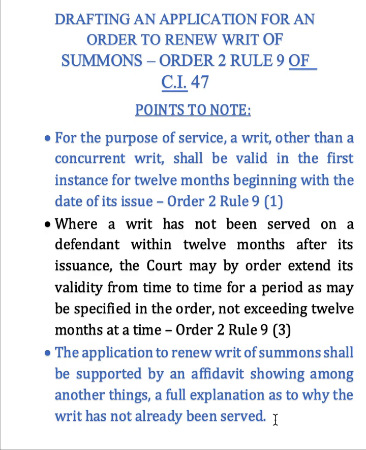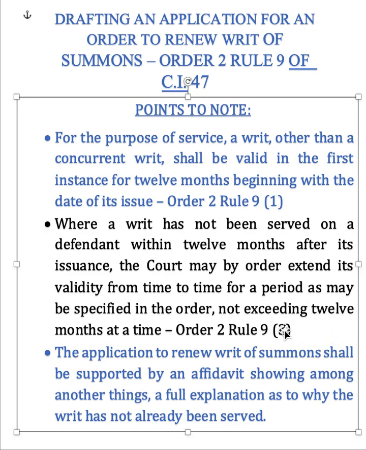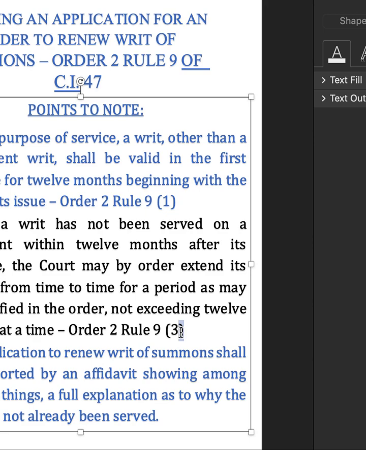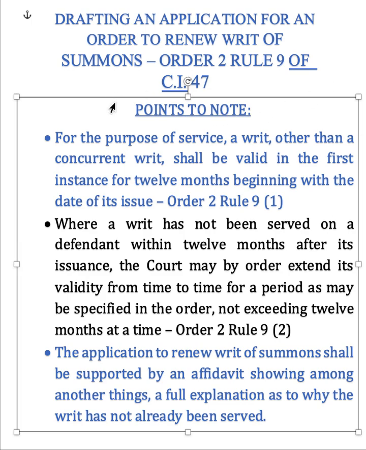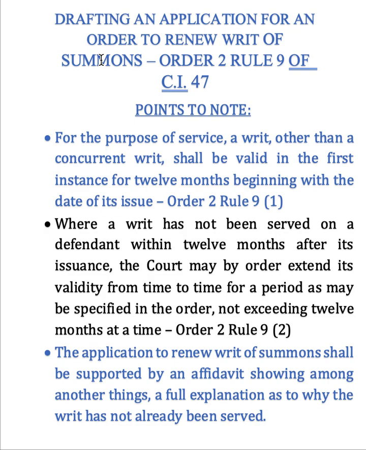Now, Order 209, Sub-Rule 2, provides that where there's an action and the writ has not been served on the defendants within 12 months after its issuance, the court may by order extend its validity from time to time for a period as may be specified in the order, not exceeding 12 months at a time. It means that if the writ is not served within 1 year, within 12 months, you can apply to the court for the court to extend the validity of the writ of summons.